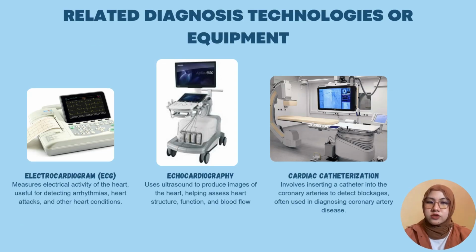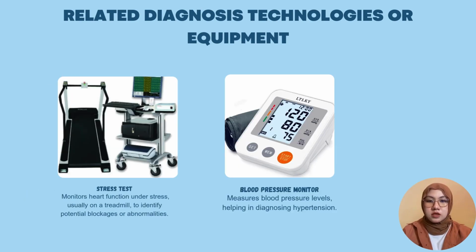Related diagnosis, technologies, or equipment. First, electrocardiogram, ECG, measures electrical activity of the heart, useful for detecting arrhythmias, heart attack, and other heart conditions. Number 2, we have echocardiography and also cardiac catheterization. Number 4, we have stress test to monitor heart function under stress, usually on a treadmill, to identify potential blockage or abnormalities. And we have blood pressure monitor.